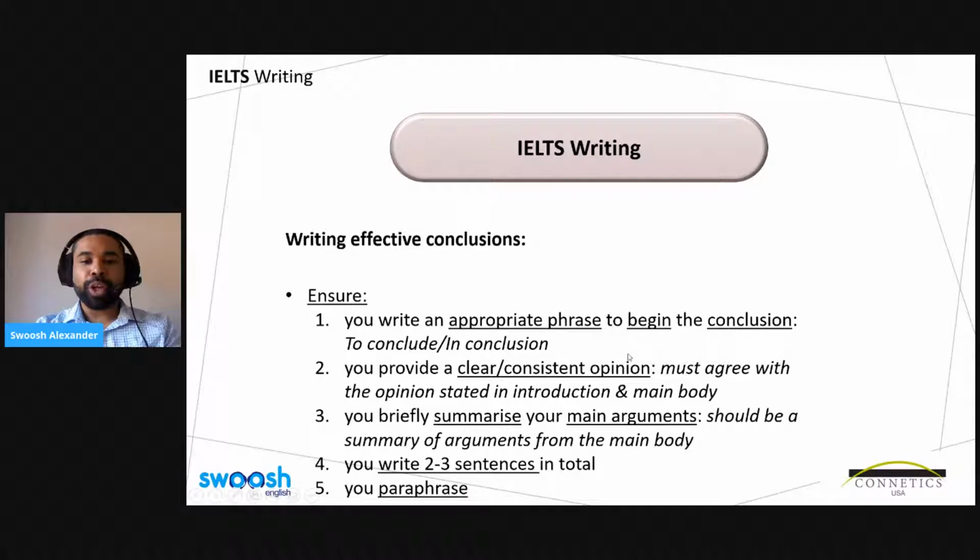And for an effective conclusion, it should be around 2 to 3 sentences in total. So it doesn't have to be a long paragraph, but it has to make sure that it does those key things, that it states your opinion and summarizes your main arguments. Another element of writing an effective conclusion is that you should paraphrase. So even though you are summarizing arguments that you've already made in the main body, you shouldn't just repeat the same vocabulary. This is an opportunity to use more variety in your vocabulary, and paraphrasing is the way in which you could achieve that.